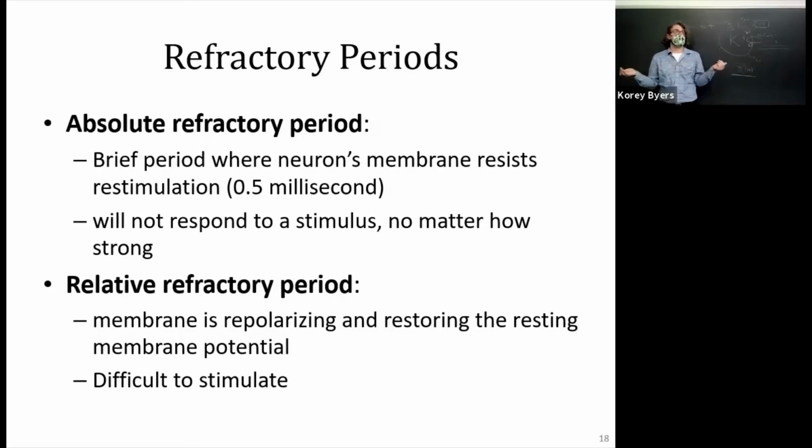The cell has hit its point where it just can't receive any more stimuli. It's positive completely. Nothing can change back from negative to positive. And so it's called the absolute refractory period. It will not respond to a stimulus, no matter how strong.